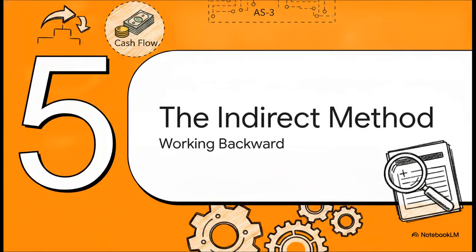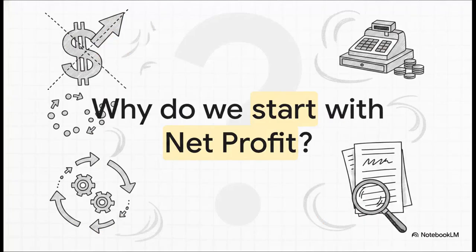All right, time for some math. Section 5, the indirect method, working backward. How do we actually calculate that all-important operating cash flow? Well, while there is a direct method, AS3 frequently uses this really fascinating procedural framework called the indirect method. And honestly, it kind of feels like working backward. We actually start the whole process with net profit before tax and extraordinary items.